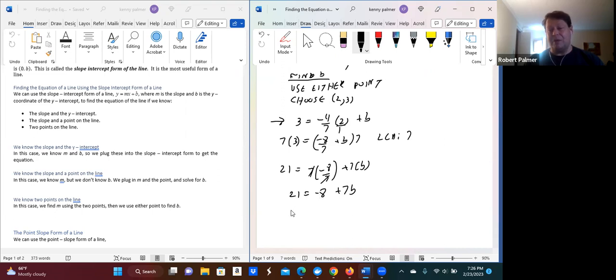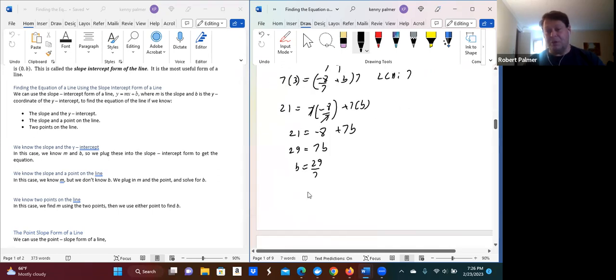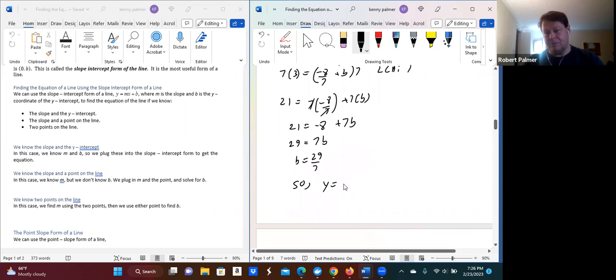So add 8 to both sides. That's going to be 29 is equal to 7b. Divide both sides by 7. b is equal to 29 over 7, which doesn't reduce, unfortunately. But I now know the equation of my line: y equals, what's my slope, negative 4 sevenths x plus 29 over 7.